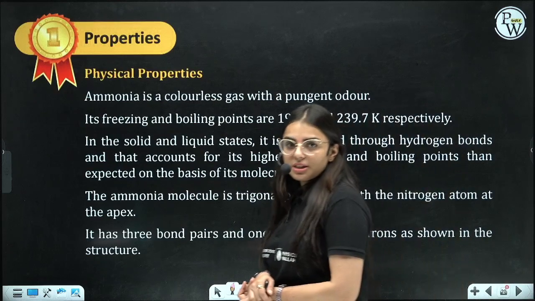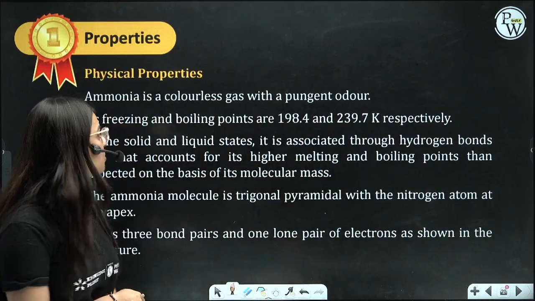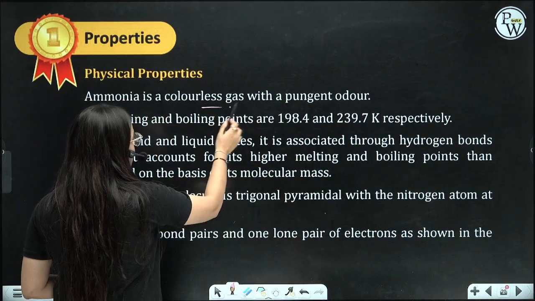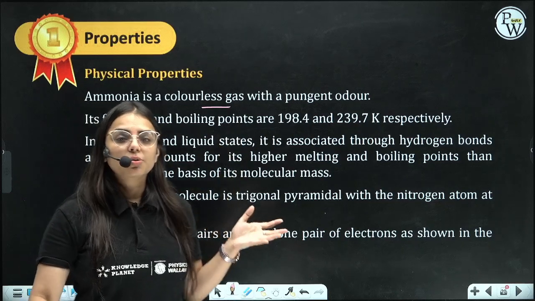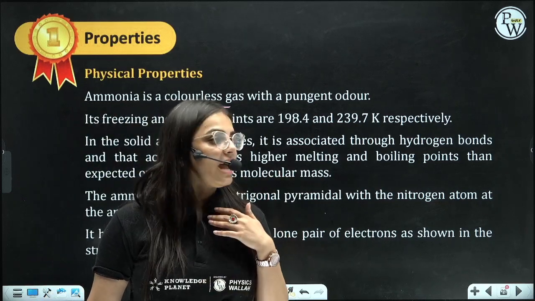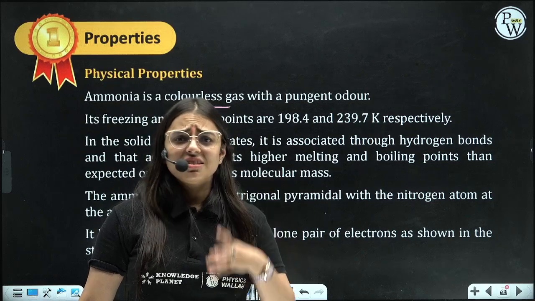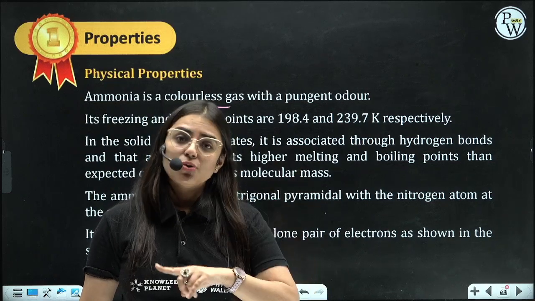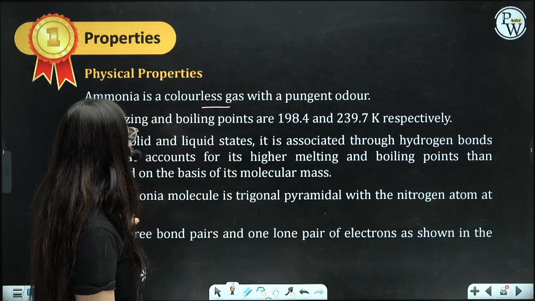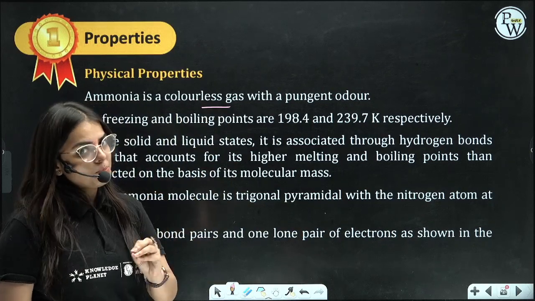Now coming to the physical properties of ammonia. Ammonia basically is a colorless gas with a pungent odor. See, it has a pungent odor, but if you remember, in the case of N2, it had no smell: odorless, tasteless, colorless, each and everything. But yes, it was a non-toxic gas. Over here, it is a colorless gas, but it has a pungent odor.